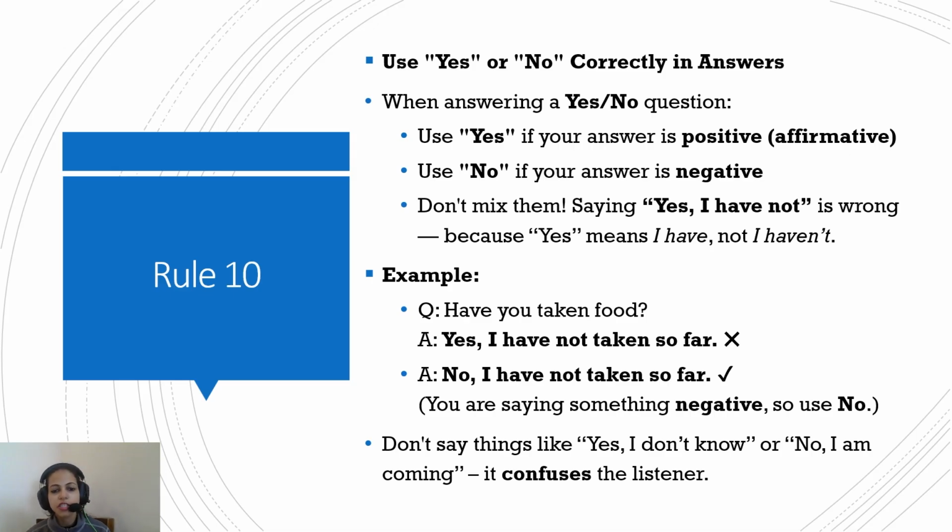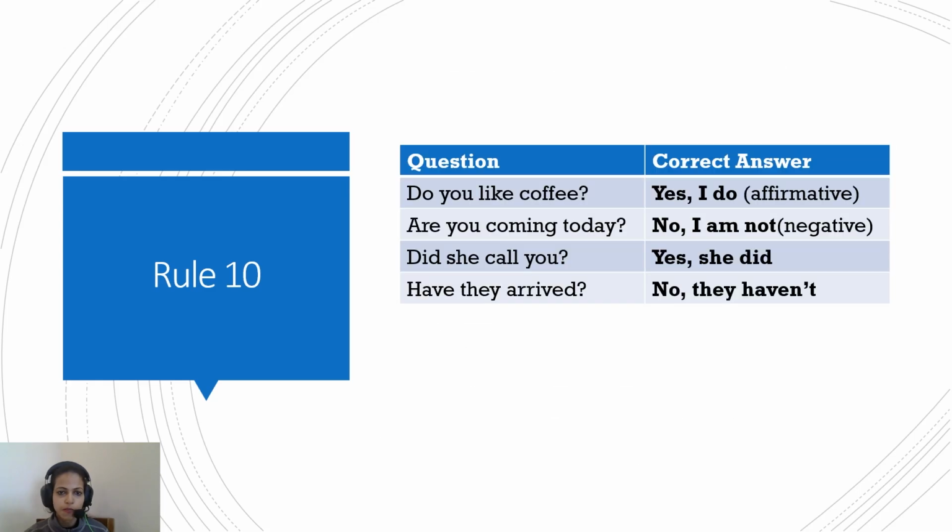So if somebody asks, have you taken food? You say yes, or you say no, I have not taken so far. Saying yes, I have not taken is wrong because yes and no should not go together. We have talked about positive and negative, that's a different thing. Here we're talking about these two specific words, yes and no, because that obviously confuses the listener. So don't say things like yes, I don't know, or no, I am coming. It's very confusing and obviously grammatically incorrect.